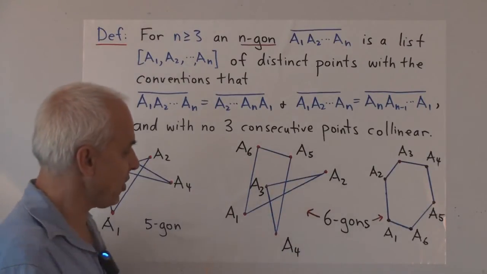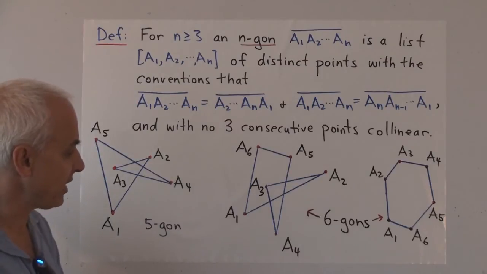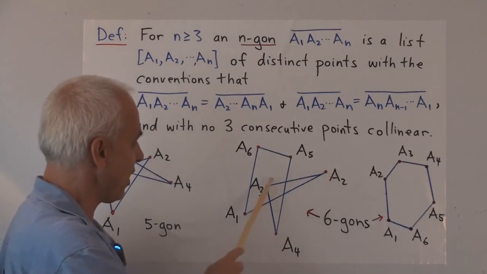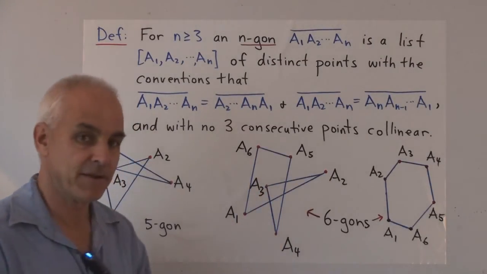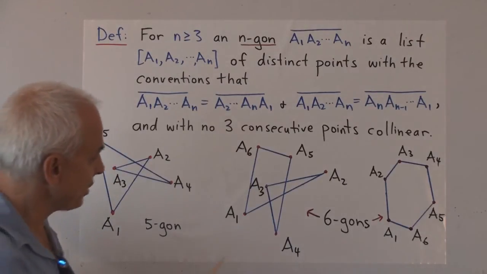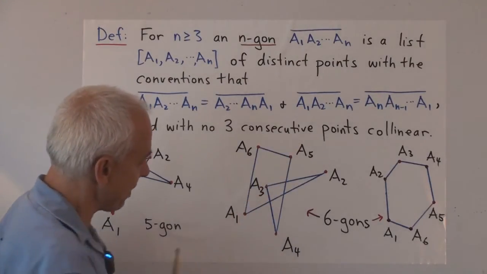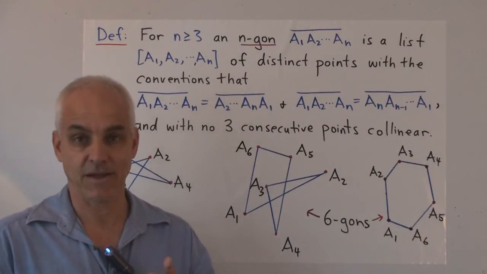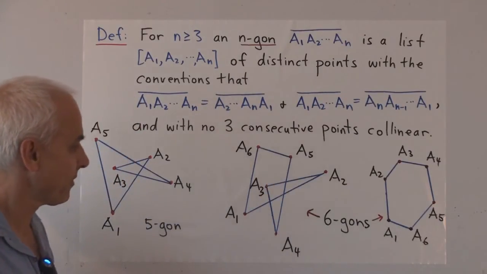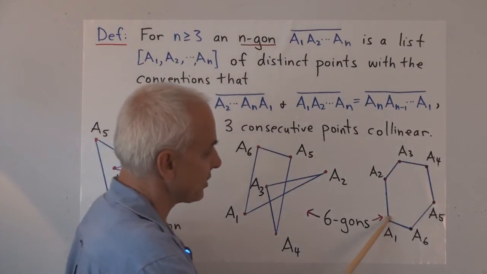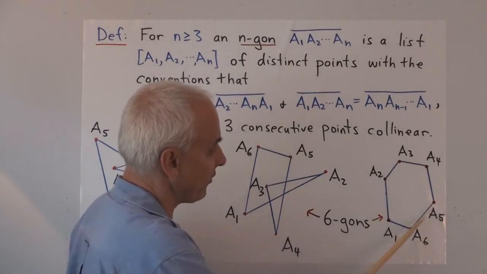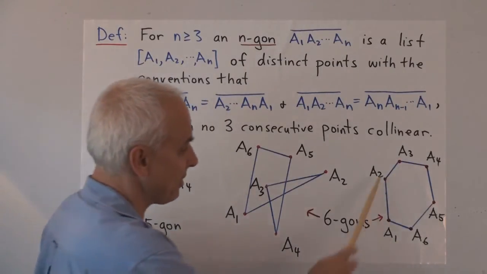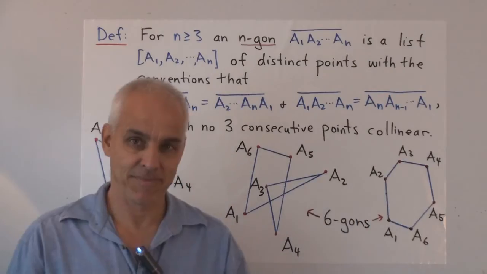Here's a 6-gon, which is also non-convex. A1, A2, A3, A4, A5, A6. Now we have some collinear points, or almost collinear. Those three points might be collinear, but they're not consecutive, so it still counts as an n-gon. Here's another 6-gon, 1, 2, 3, 4, 5, 6 points. This one here happens to be convex.